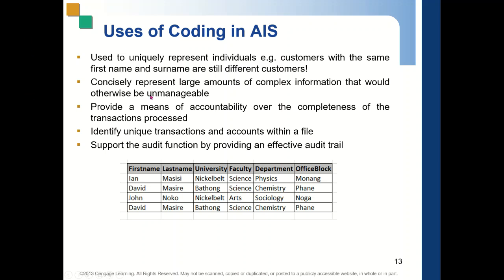And as it says here, code can also be used to concisely represent large amounts of complex information that would otherwise be unmanageable. Imagine, for instance, that we are writing a system for some government department that oversees universities. And imagine in that country we have a university perhaps called, I don't know, maybe Kim Mohozi IV University of Science, Technology, and Legal Studies.